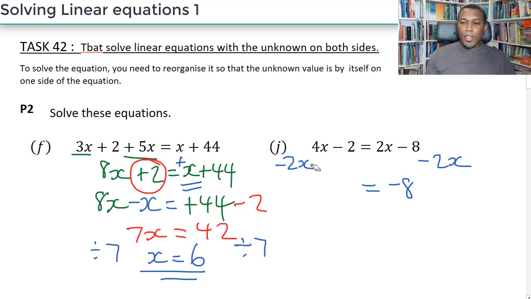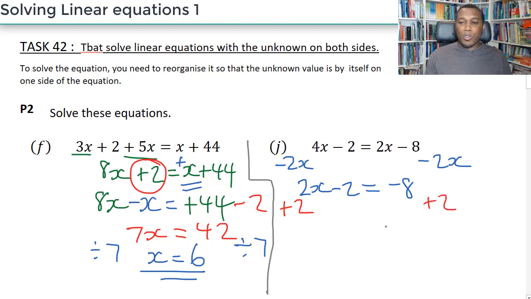On the left, the 4x take away the 2x, well, that's going to leave me with 2x, and I still have minus 2. So 2x take away 2. Let's just draw a line down here. Okay, great. Now, I don't want 2x take away 2. I want x. So the next thing that needs to go is the take away 2 on the left. So to get rid of that, I'm going to add 2 to both sides. That will leave me with 2x on the left-hand side, and on the right-hand side, minus 8 plus 2 will give me minus 6.